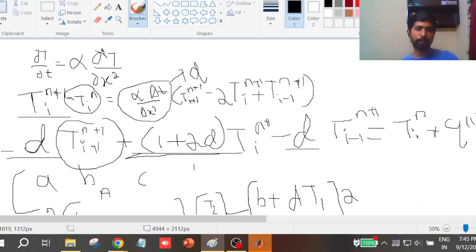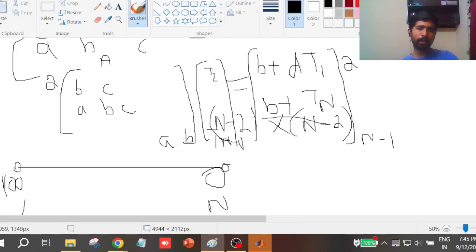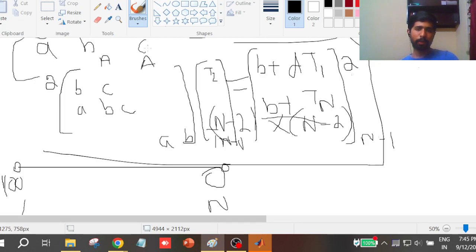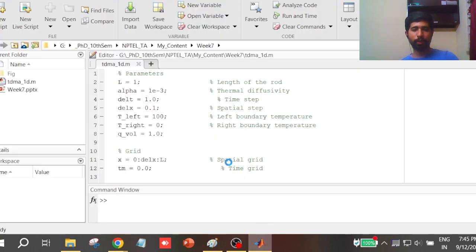C is associated with what? Your I plus 1. So it should be the other way around actually. C and A are anyway the same, equal to minus D, only the B is 1 plus 2D. So here you'll get only A and B, and will not get C. This is how you have to arrange the A matrix. This is what you have to know, the arrangement of the A matrix and the RHS matrix. If that is known, then you can easily implement this code.